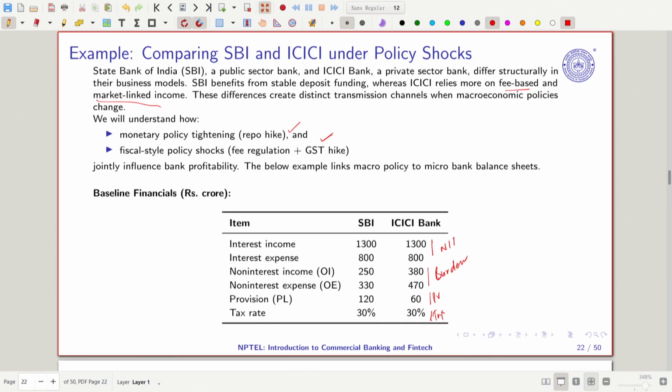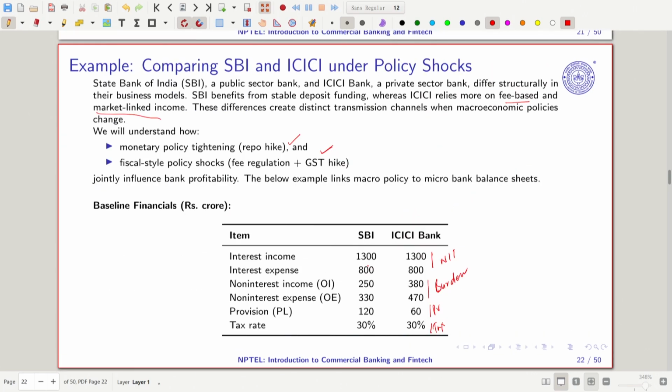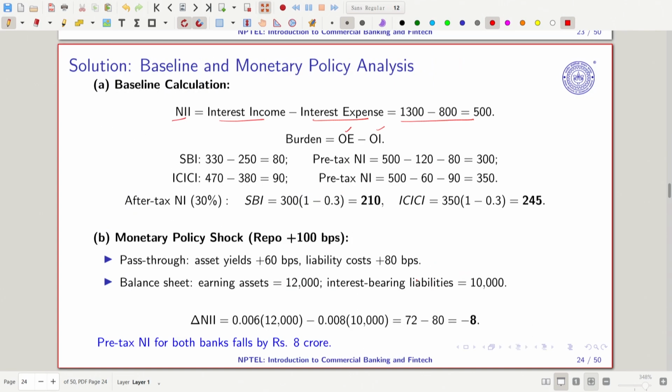So this is the burden we are calculating. Sorry, here burden we are calculating. So 330 minus 250, 470 minus 380. So this we calculated here, right? These two are the burden numbers. So this is burden, this is burden.